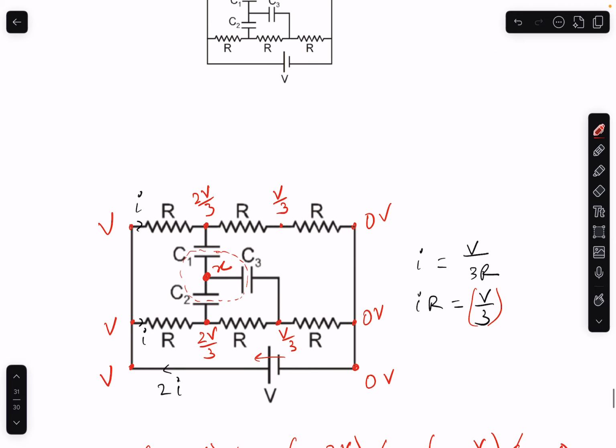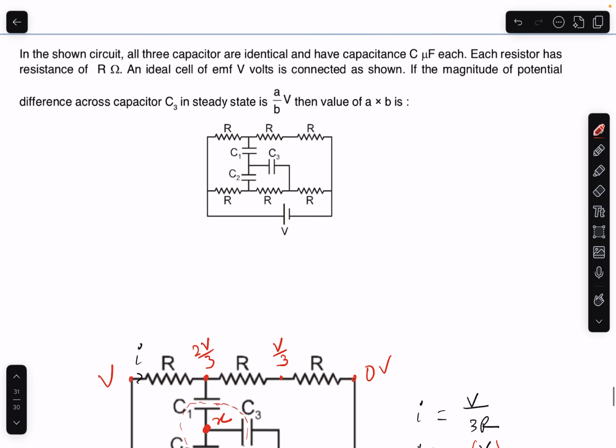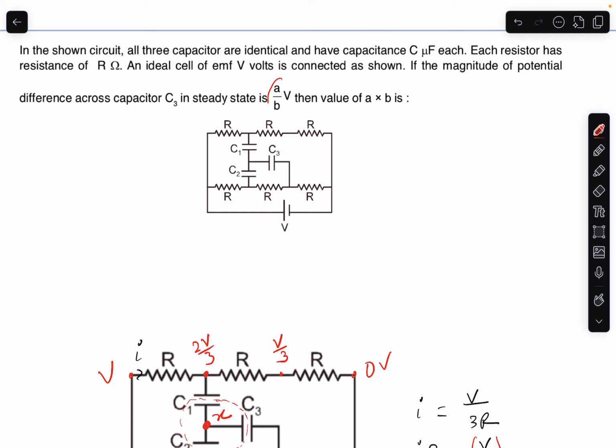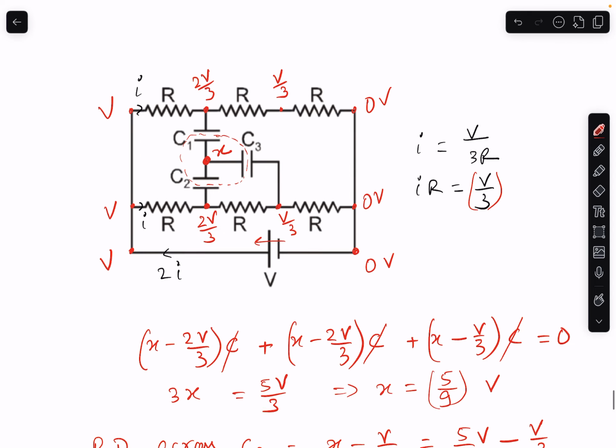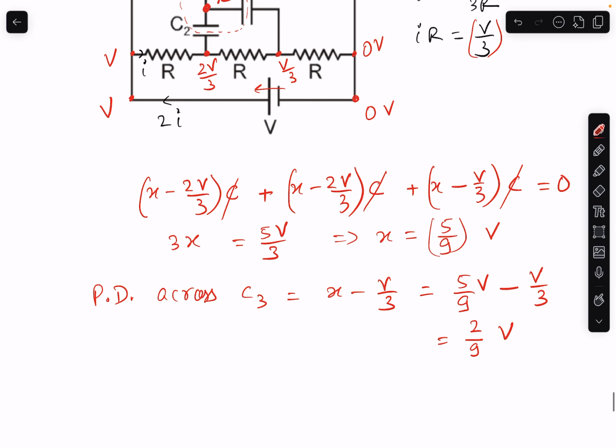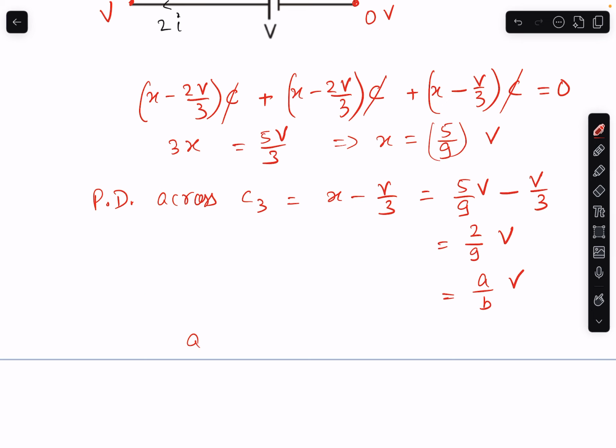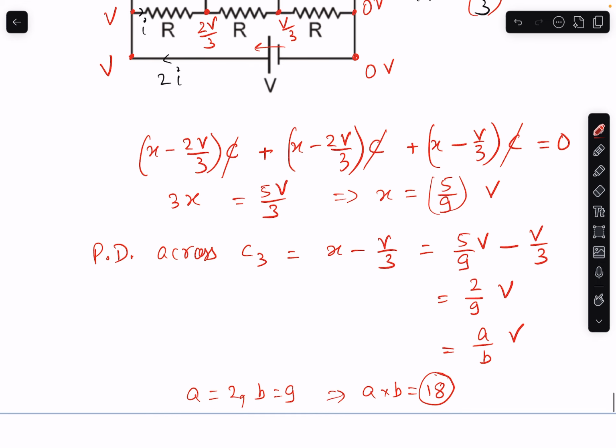And if I compare it with what is given in the problem, it is A upon B times V. That means if I compare it with A by B times V, I get A as 2 and B as 9. So this implies A into B will be 18. So this will be the answer. I hope you get it.